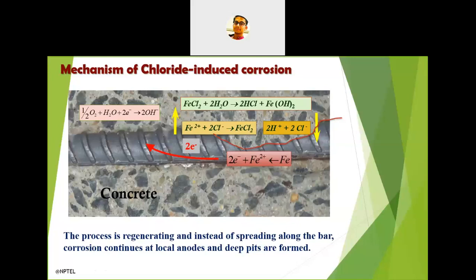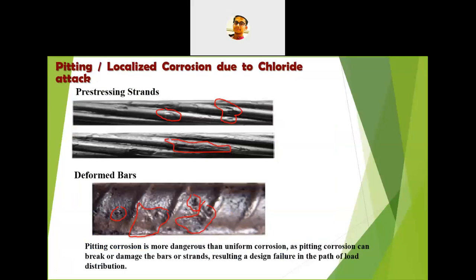In the next slide we'll see some pitting corrosion examples in pre-stressing strands and deformed bars. You can see in the pre-stressing strand in the top picture, I have already marked some red markings, so there are some corrosions in those particular zones. You can easily see that the whole strand is not getting corroded. Some localized corrosion is happening due to chloride attack.